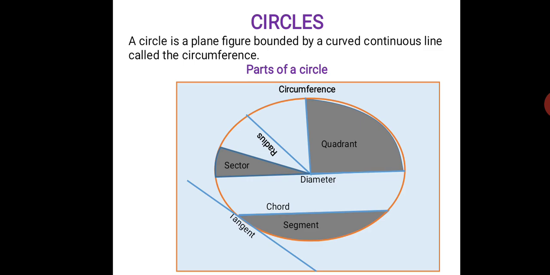We have types of circle, which I didn't mention here. You have the concentric circle and the eccentric circle. When you have more than one circle that have the same center, it is called concentric circle. We have eccentric circles when circles have different centers and they are lying on the same diameter.